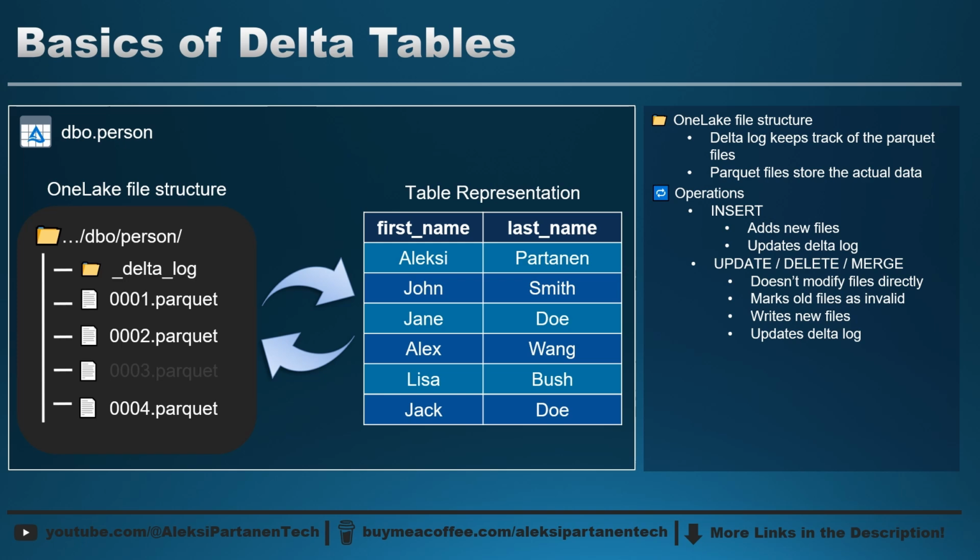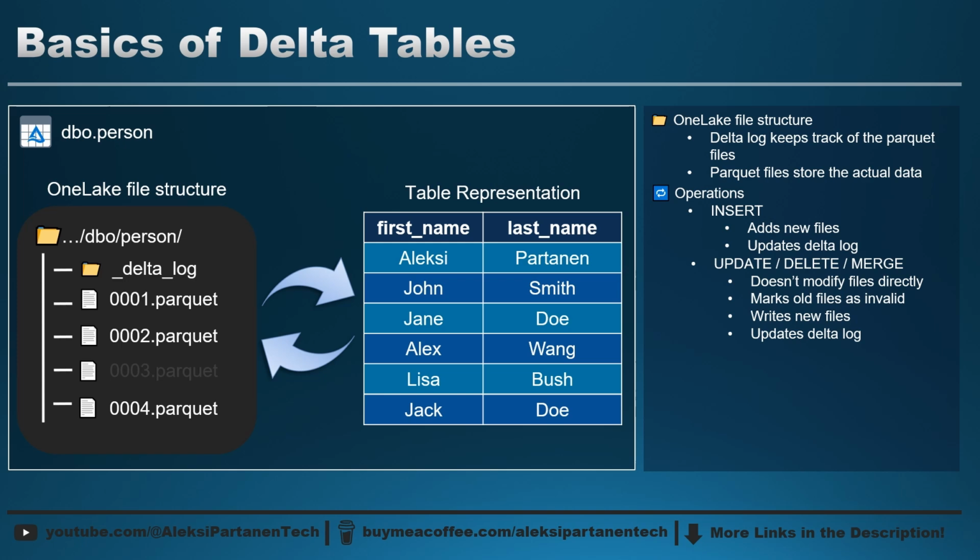And instead, it will mark the file where that specific row is as old or not in use anymore, and then create a new file without that row to replace that old file. Then the delta log is also updated to know that there is a file that is no longer used in the latest version of the table. So in a sense, we start to build a version history of the data. And you can think about a delta table as this smart version control table.